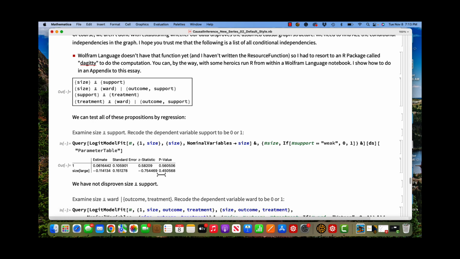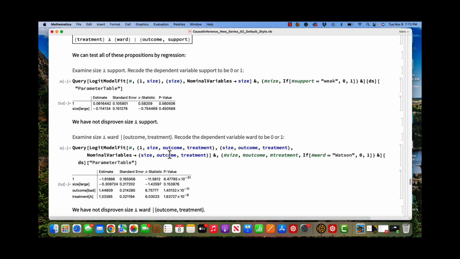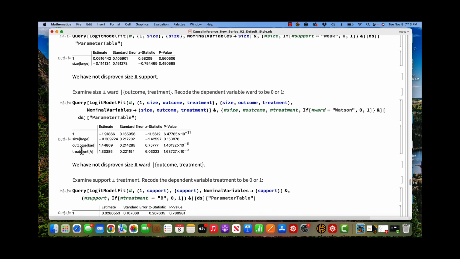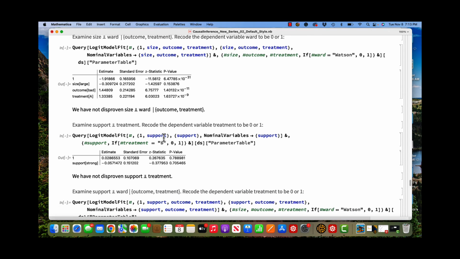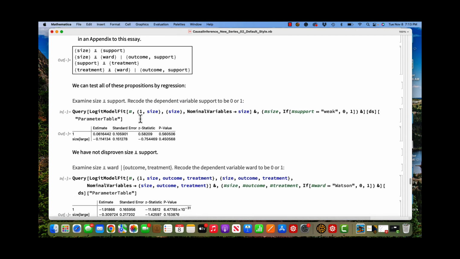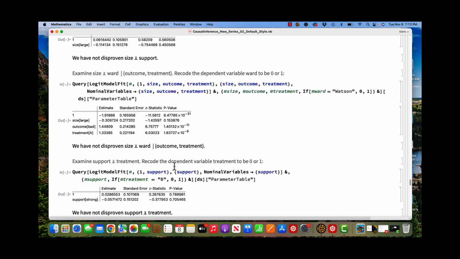And if we start seeing low p-values for the thing on the left-hand side, we may have a problem. And you can look at this: if I do size on support, our p-value is a healthy 0.45. If I do size, outcome, and treatment on ward, the p-value is what I found before. What about support on treatment? That's supposed to be conditionally independent, and our p-value is 0.7.